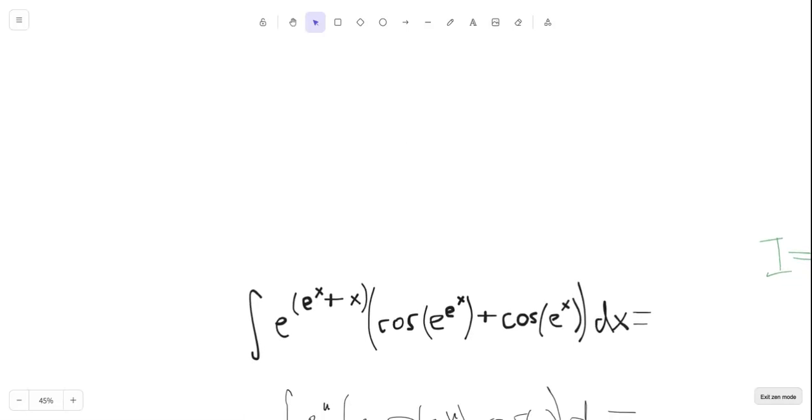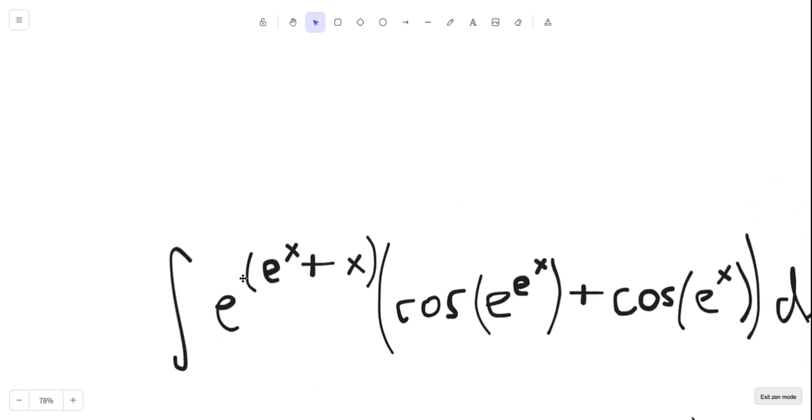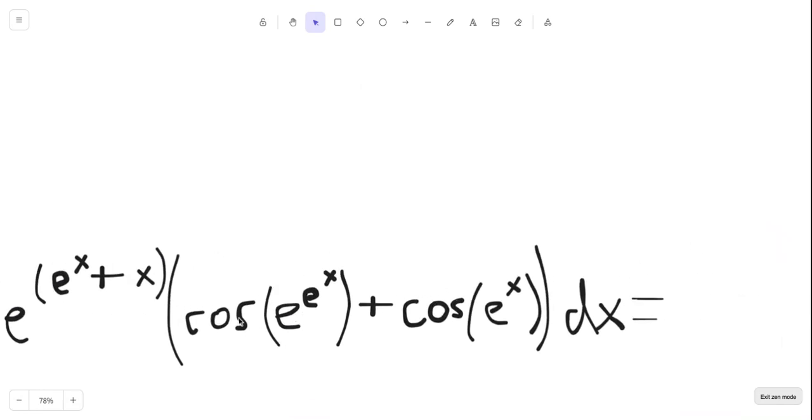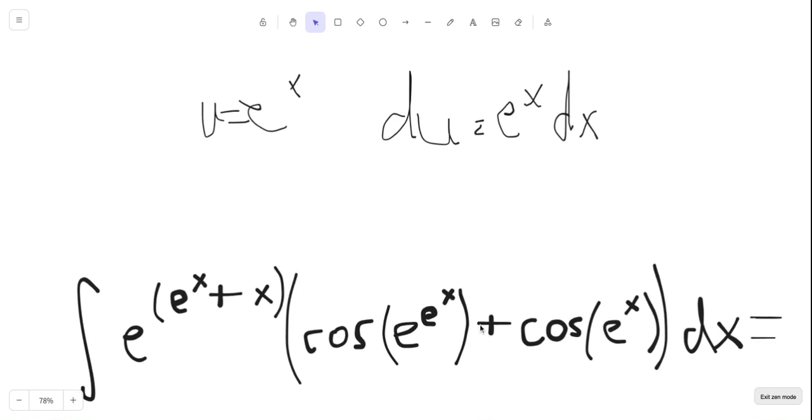I'm going to go over an integral with e to the x in it. Okay, so we have the integral of e to the x plus x times this sum of cosines. So even though it looks intimidating, you would first off make a substitution with e to the x.